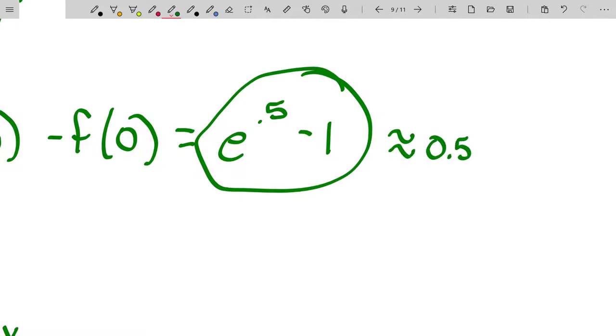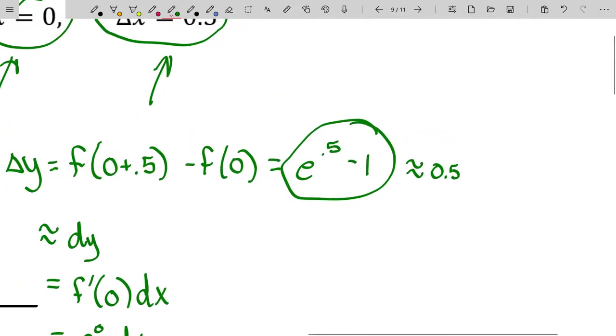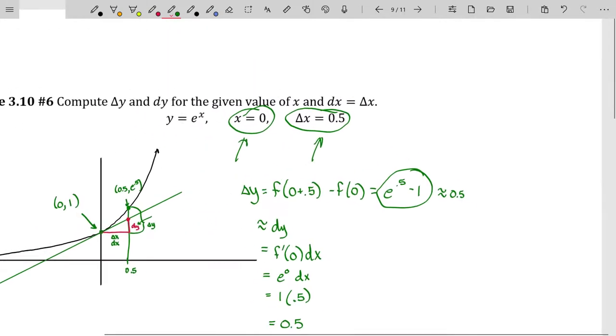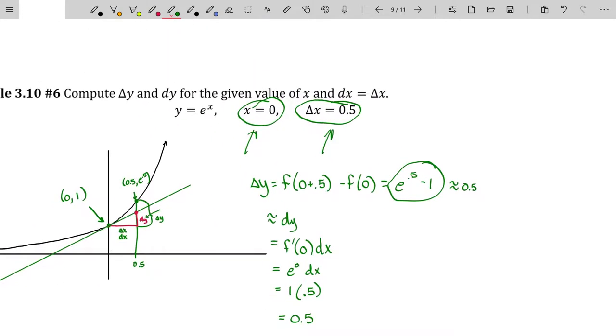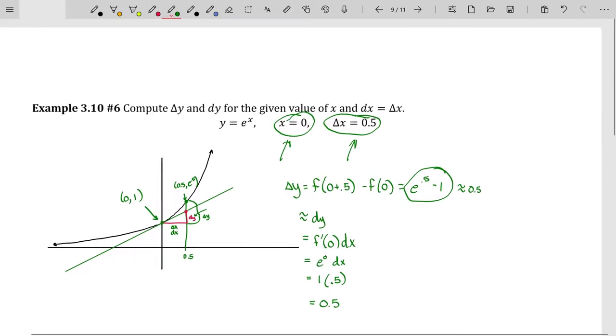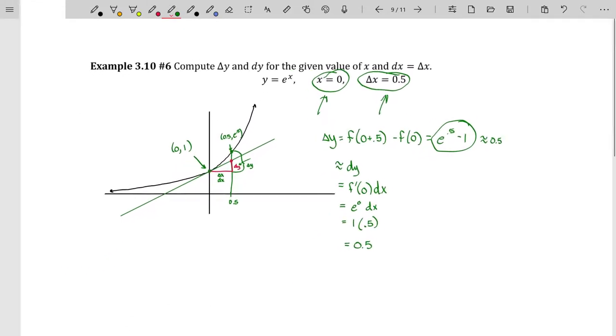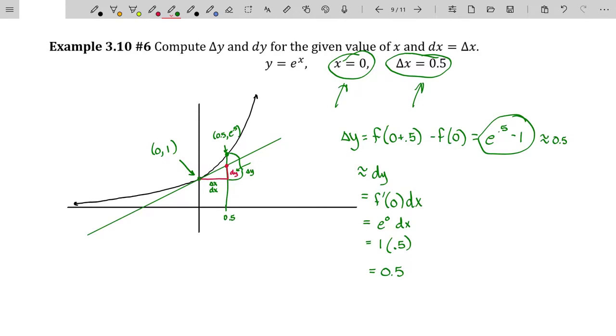So what we're saying is this change in y is roughly 0.5. Now, if you grab a calculator, which I have in my hand right now, and I have to figure out how to use it, I rarely use these calculators. Oh, there we go. The true value is 0.65, rounded to the nearest hundredth. So we're pretty far off. Well, it's exponential, so that's understandable. That function grows pretty quickly once you get past zero. That's why we have that type of error. But that's okay. Still, we got practice using differentials.